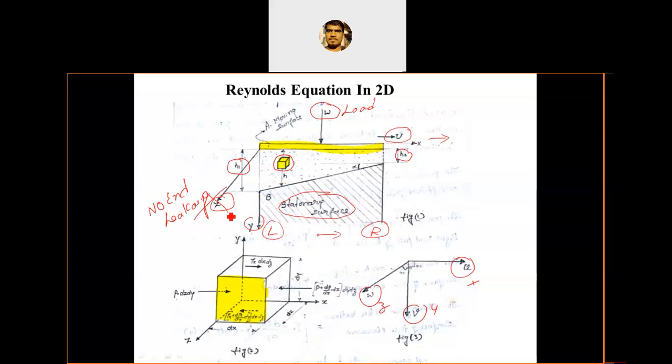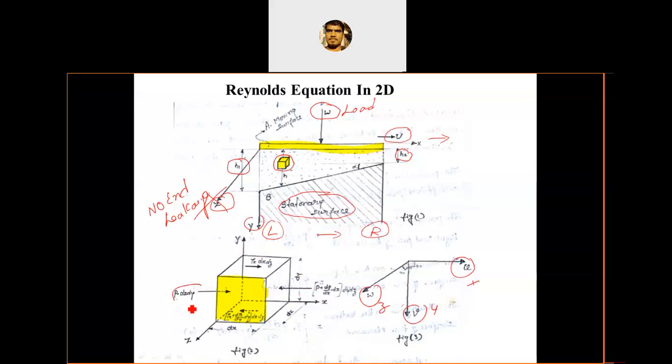Here we enlarge this imaginary element, in the x direction, y direction and z direction. These are the velocities in the x direction u, y direction v and z direction w. And these are the forces acting on the imaginary element. Only four forces are acting on the imaginary element.